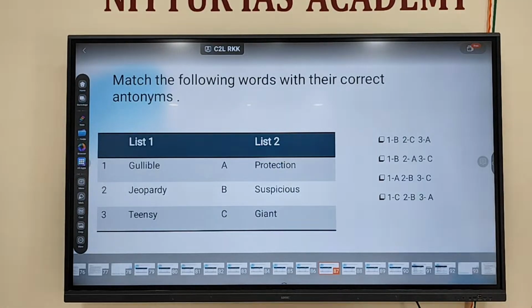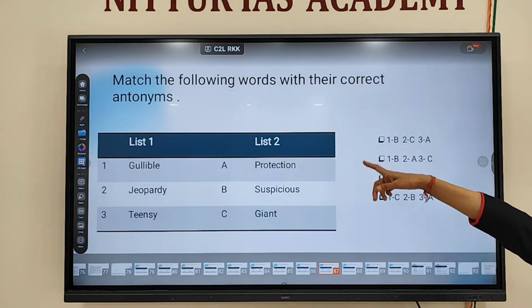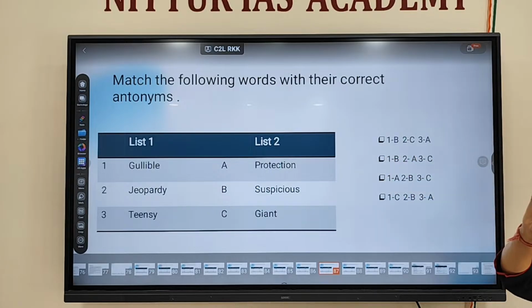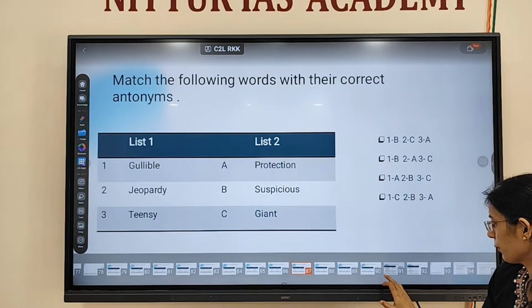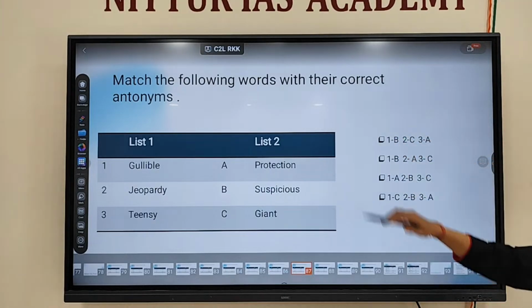Match the following. If we see some of the match the following questions, we would find that they are matched with synonyms, antonyms, or phrases and one word substitution. So we are going to look at a few examples of synonyms, antonyms, and a few examples of phrases. Okay? All right, makes sense? Okay, let's go. Gullible, jeopardy, tendency. Tell me which one you know. Gullible means what? Giant, protection, suspicious. Oh, this is antonyms, not synonyms.